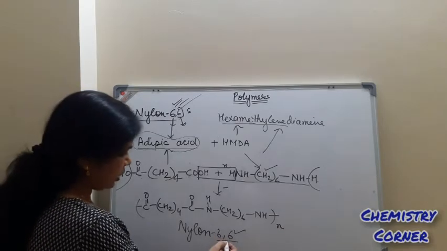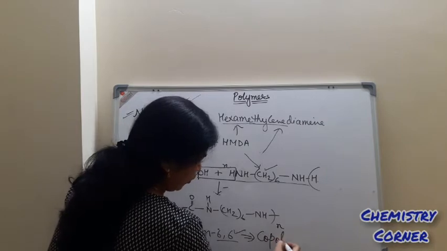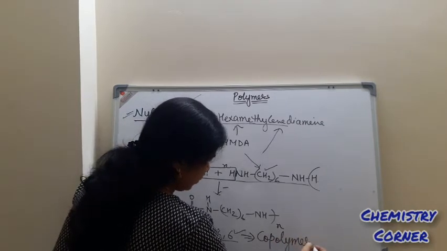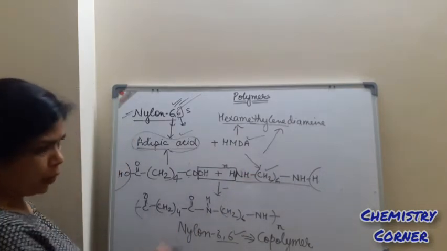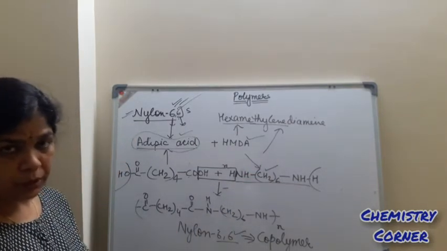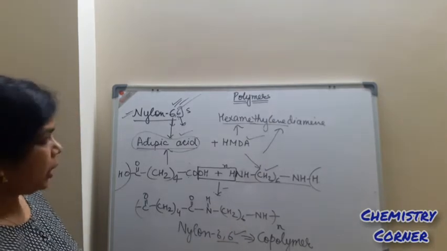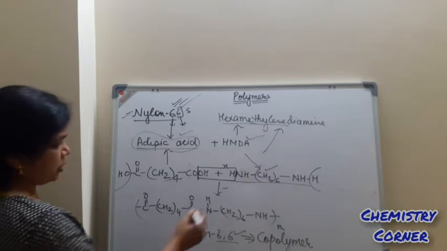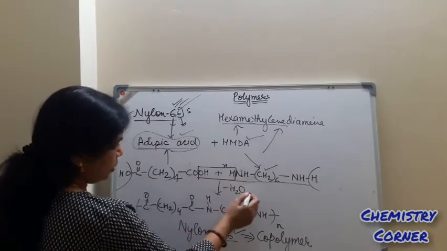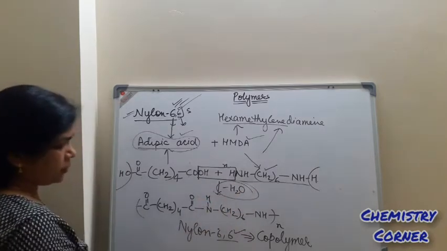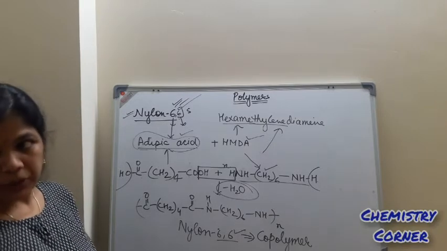So this is the indication, and it is also called a copolymer. Why is it called a copolymer? The reason is because it has two different monomers. So it is a copolymerization. When two different monomers participate and form a polymer, it is called a copolymer. And it is formed by the condensation reaction. Why is it called condensation? Because by the reaction of two monomers, a water molecule is eliminated. So the product is formed by condensation polymerization.